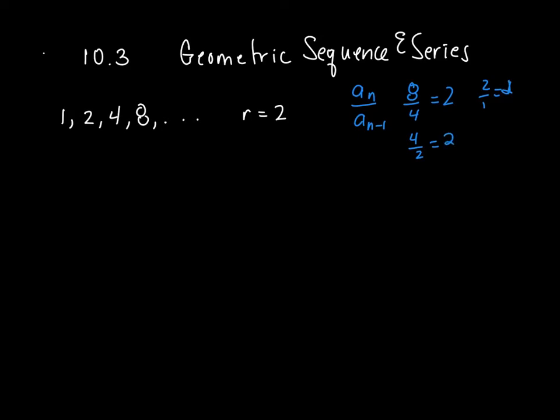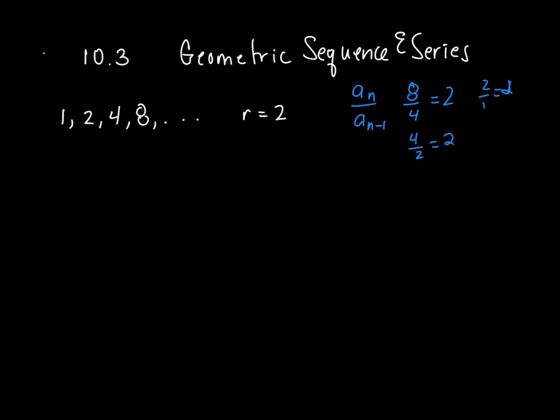With this, it's just really important to remember that you take the higher value in the sequence divided by the next one. So it has to be 8 divided by 4, and 4 divided by 2, and 2 divided by 1.